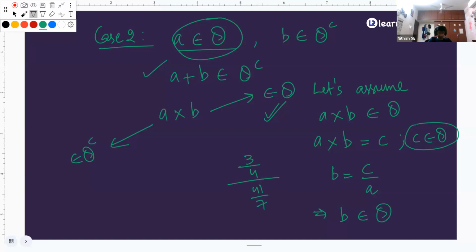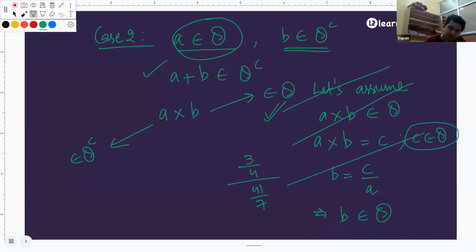But what are we assuming about B? It's an irrational number. So what do we get? B is irrational and rational both. Can it happen? No, sir. That is the point. If we consider this case, then B has to be both of them, which cannot happen. That means this entire case cannot happen.